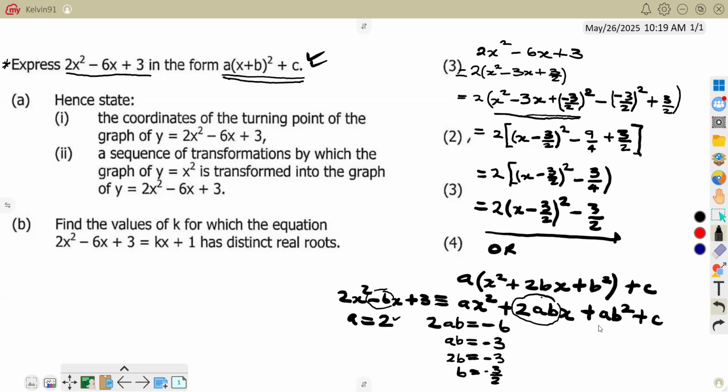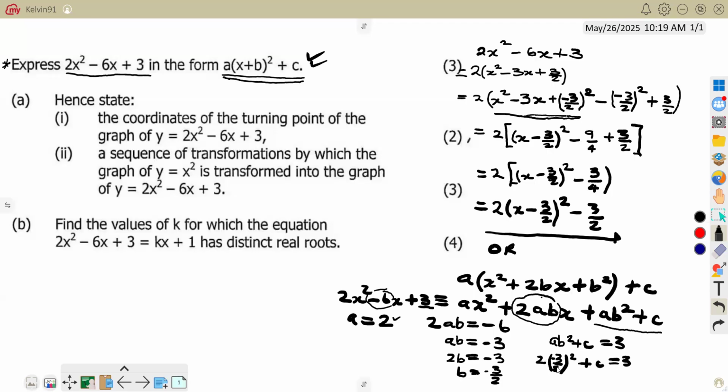Then to get our C, we take the constant, the term without an x. In this case, this is the part without an x, which is a b squared plus c. That part must be equal to the term without an x here, which is that one. It's a 3 there. But a, we found our a to be 2. Leave it that way. Then our b, we found our b to be minus 3 over 2. If you square that plus the c, that must be equal to 3.